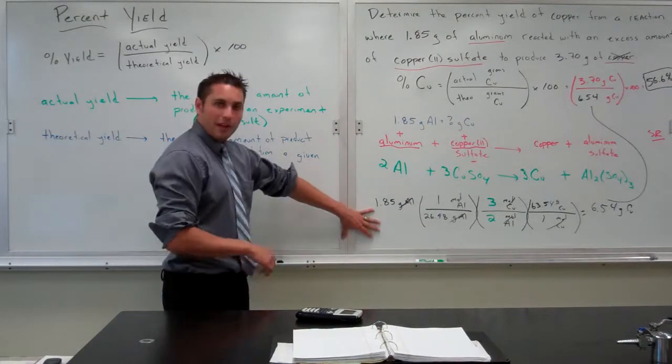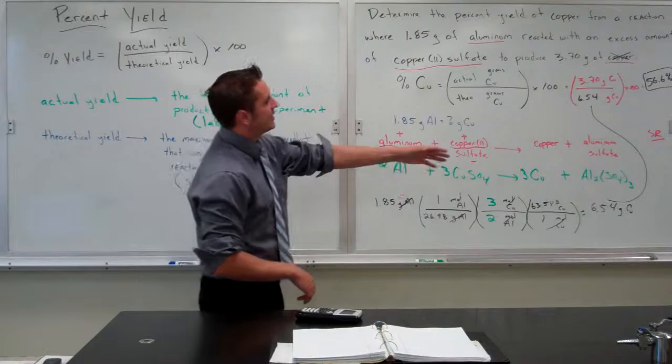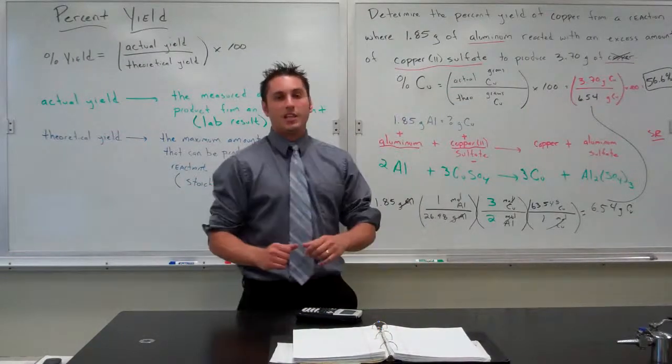So, you can see how the regular stoichiometry that we did ties in. It gets us a number that we need for plugging into our percent yield equation.